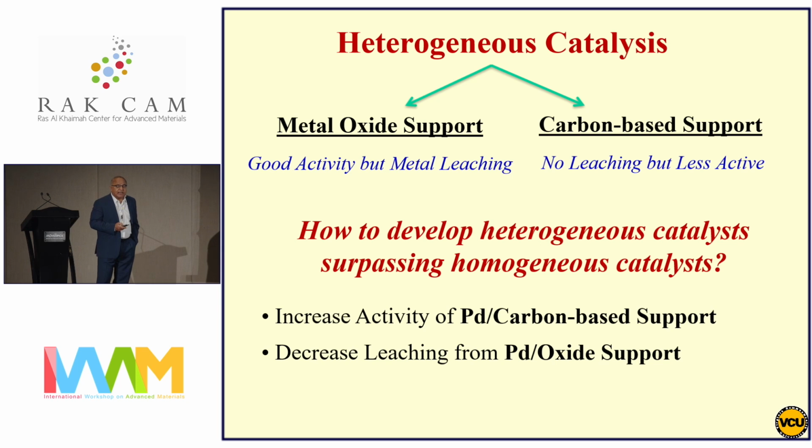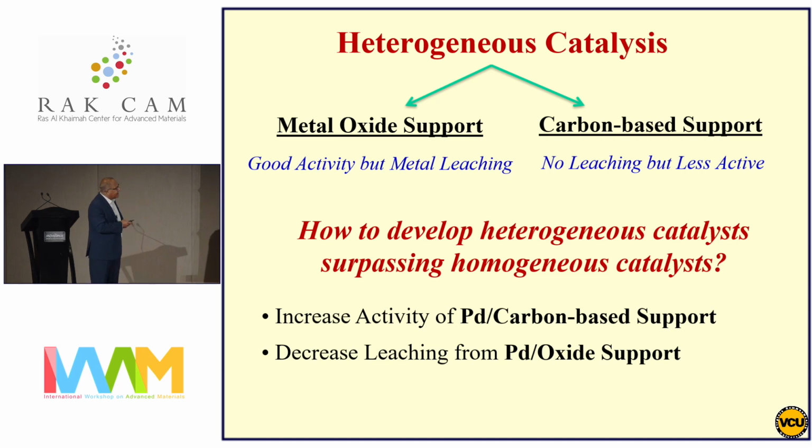Typically in heterogeneous catalysis, there are different types of support materials. One is the carbon-based support and the other is the metal oxide support. These are the common support materials. They have very different characteristic features. The oxide supports are usually characterized by good activity, but some metal leaching from the oxide support. The carbon-based support is the opposite. They typically have low activity, but also less leaching from the support.